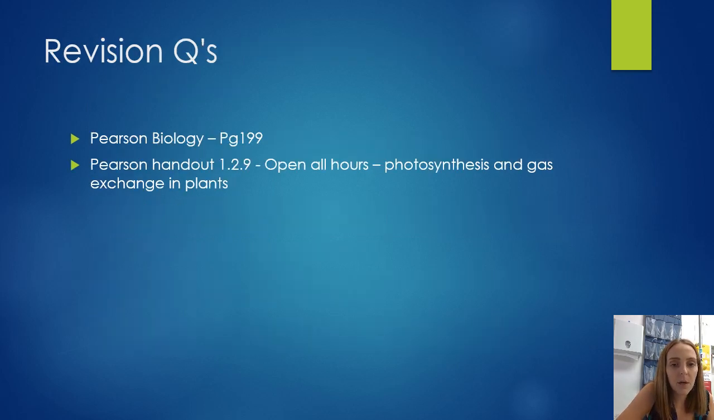Now, in the Pearson Biology book, that's page 199 for your questions. There's also some handouts. Now, if you have a look in your class notebook, I have scanned a different handout, which is a Biozone handout, which I would like you to have a look at and complete in the class notebook.